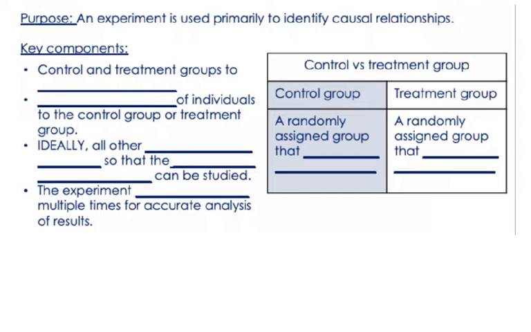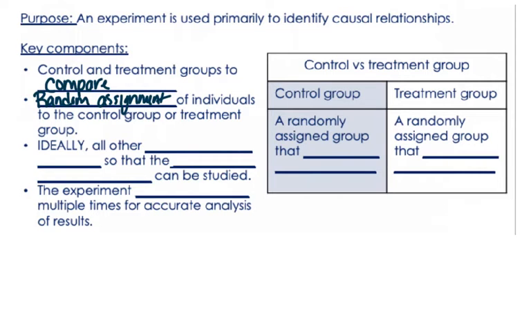Let's see. Here are the key components. Control and treatment groups to compare. You have to have both or it's not an experiment. Random assignment. Big deal. So random assignment of individuals to the control group or treatment group.